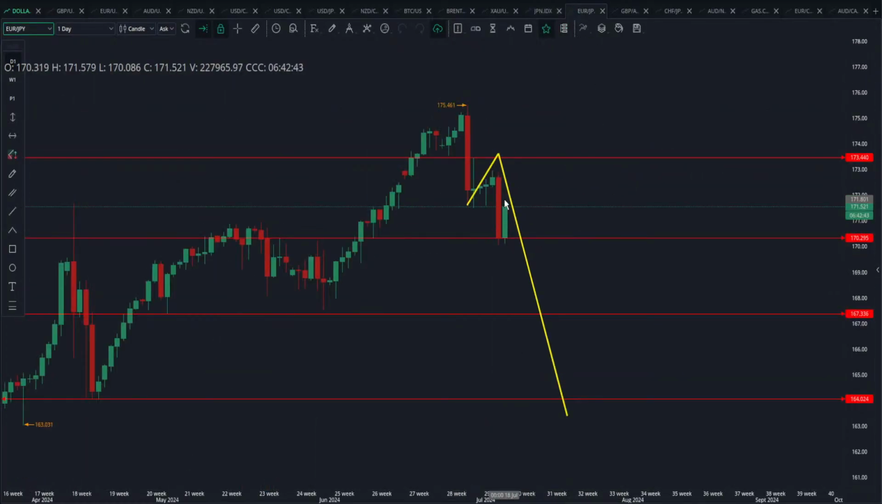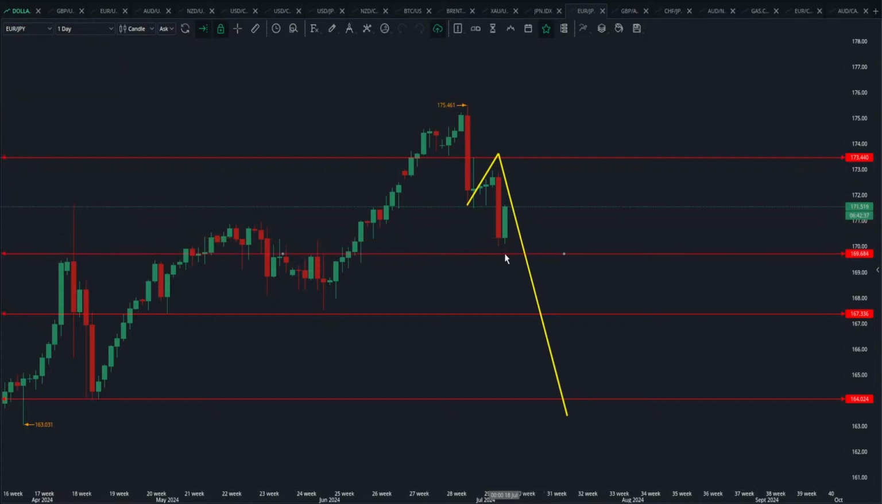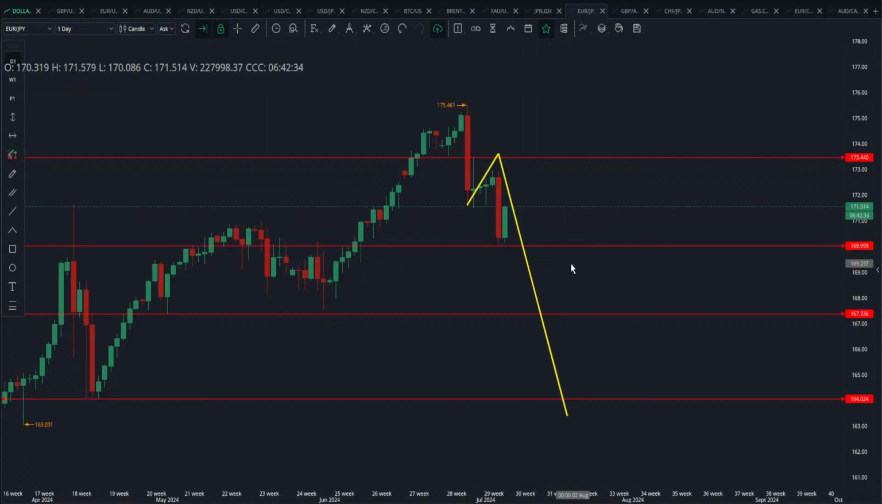Euro JPY, any rise should be seen as a selling opportunity. Actually the price is right now at the zone from where you should be looking for the selling opportunity. Okay, the first target being 169.99, which is the recent low. The second target being this low here, 167.52.